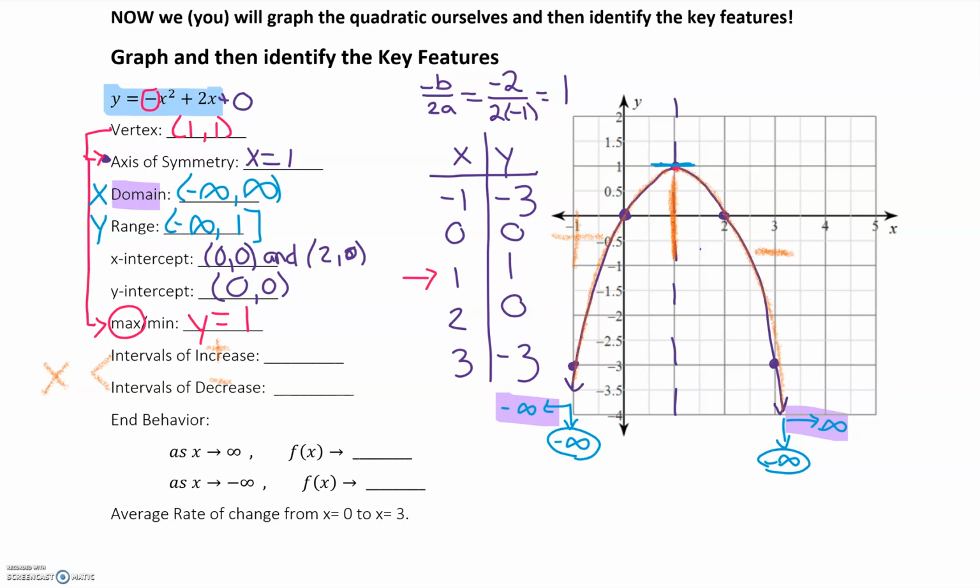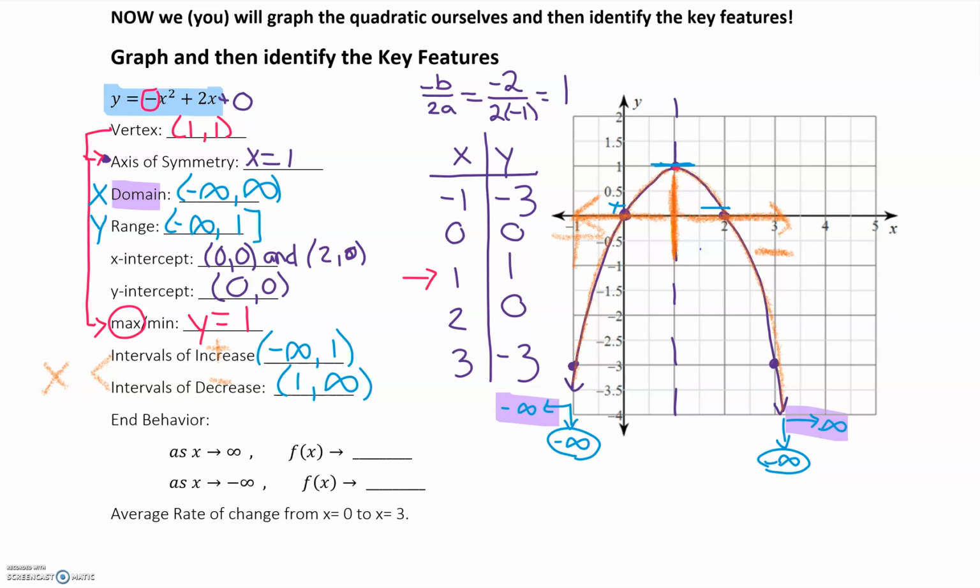So we're saying that the axis of symmetry separates the left side that has positive slope from the right side that has negative slope. So that means from negative infinity until the axis of symmetry at 1 is where we have increasing slope. Then our decreasing slope is going to be everything from our axis of symmetry at 1 and to the right, to positive infinity.